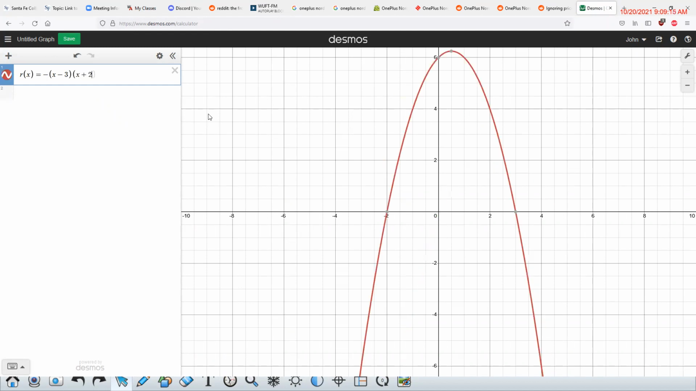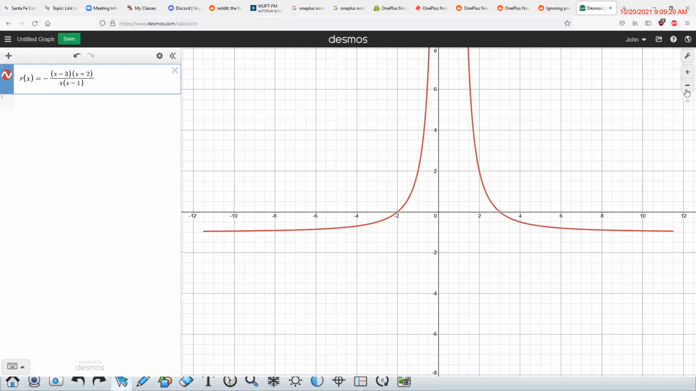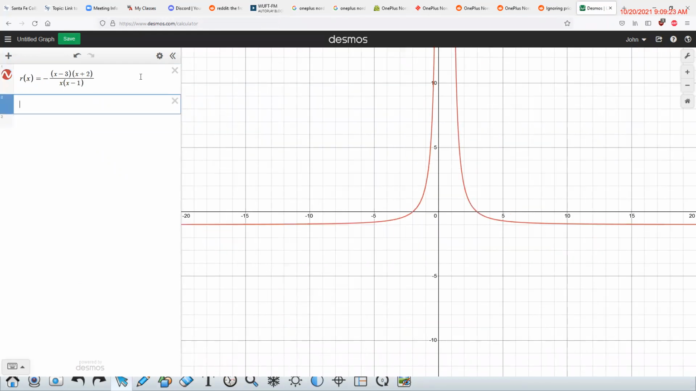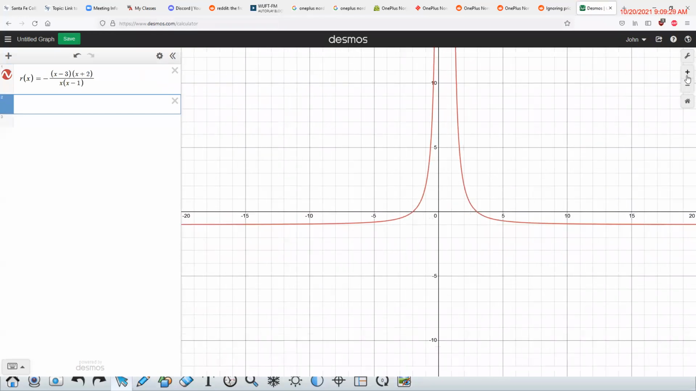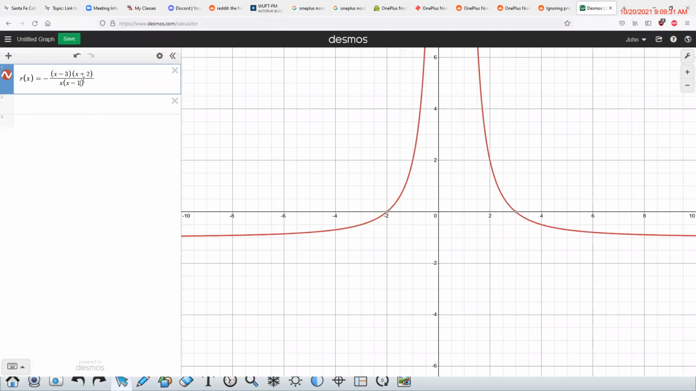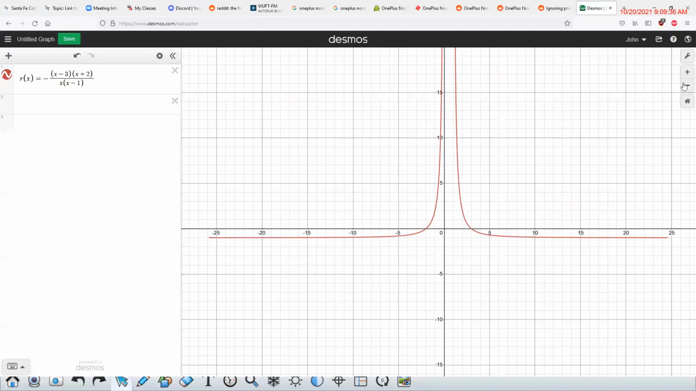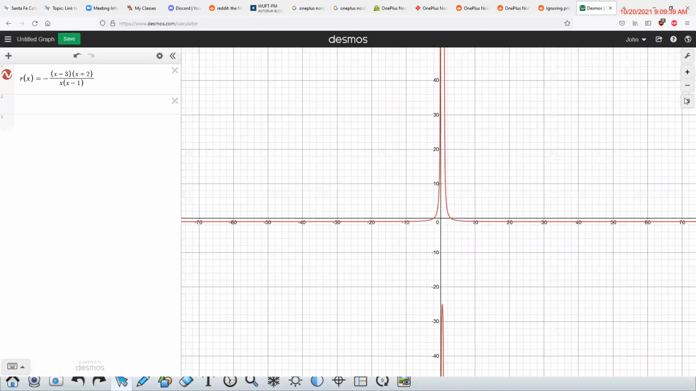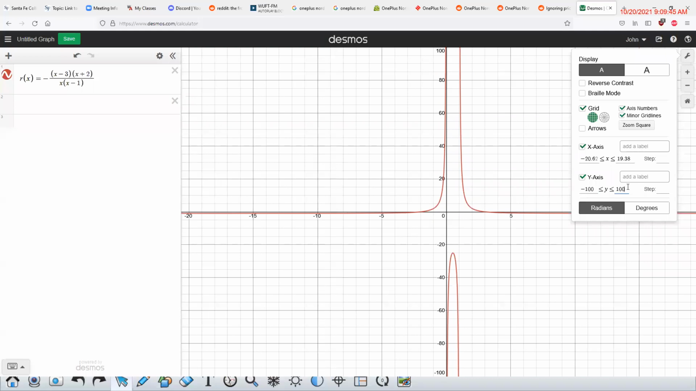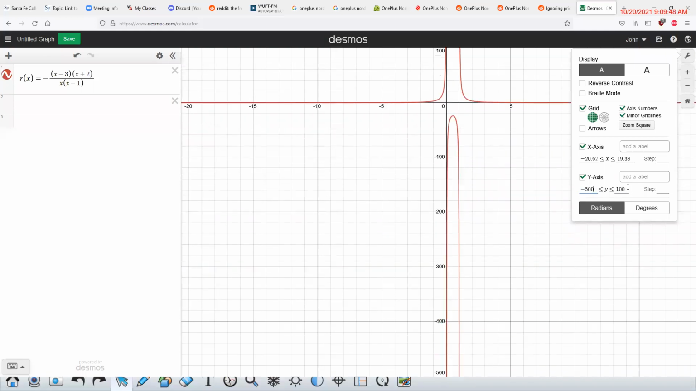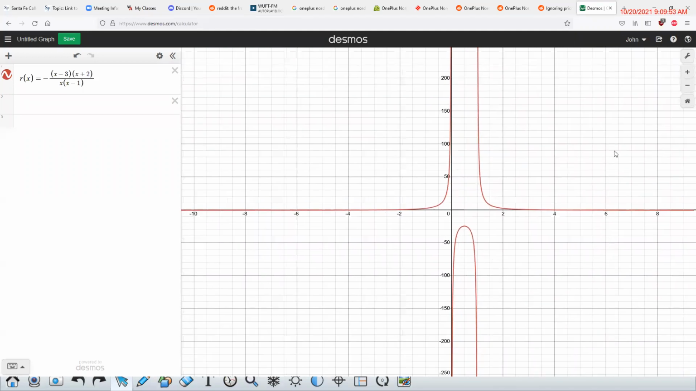-3 times x plus 2 over x minus 1. Yeah, all right. Well, something isn't right here. What are you doing, Desmos? It's behaving like this is a multiplicity 2 thing, but it's not. Oh, no, there it is. Okay, it's just scaled weirdly. All right. Let me change my Y scale here. There we go. Okay. So here's our graph.